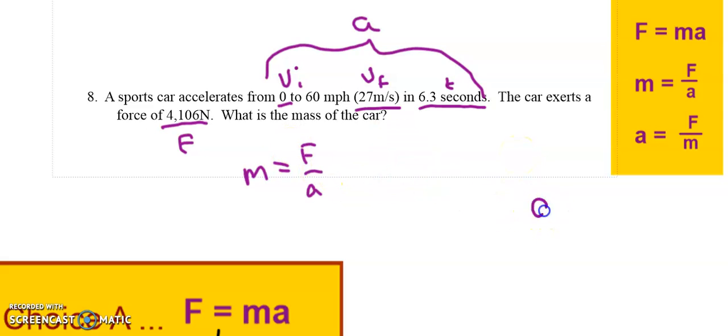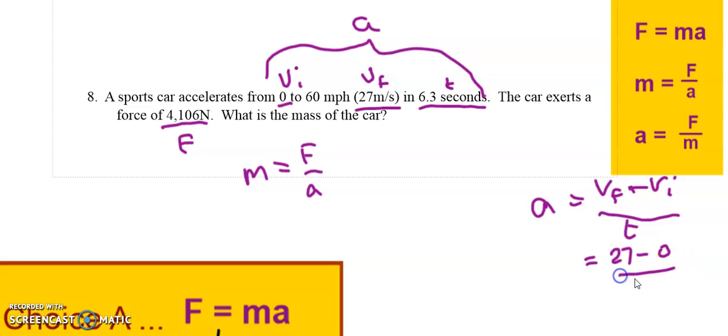Okay, so we've got a equals final velocity minus initial velocity, all over time. Oops, that's a minus. Okay, and so that's going to be that 27. Don't use the 60 miles per hour because that doesn't even match any of the other units. So it's going to be 27 minus 0, and that's all going to be over 6.3 seconds. Okay, and that right there does equal 4.29 meters per second squared.